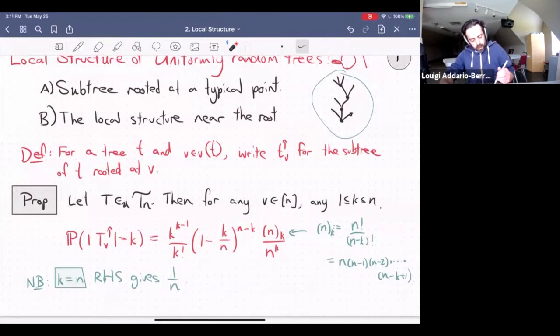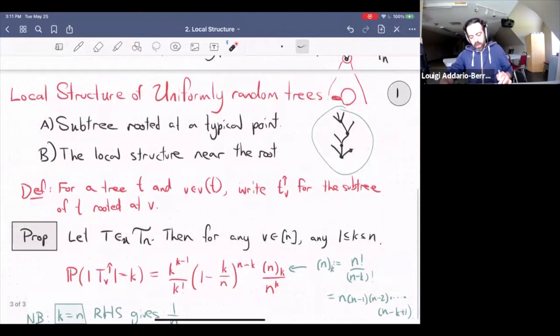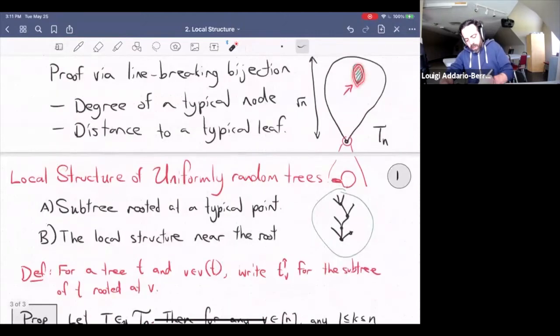So if we take a tree with n vertices and ask for the probability that when we pick a random node, its subtree has size n, well, that subtree has size n if and only if we've actually picked the root of the whole tree. Okay, so that has probability 1 over n, because there's only one node we can pick for that to be true, and there's n nodes in total that are possible.